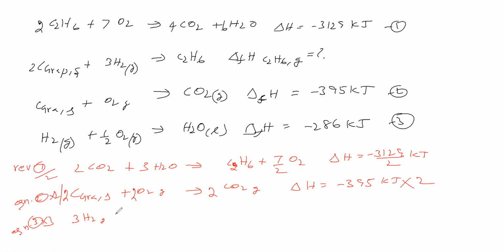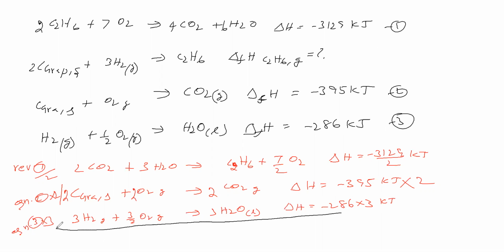So 3H2 gas plus 3/2 O2 gas gives 3H2O liquid, delta H is equal to minus 286 into 3 kilojoule. Now let us add all the equations. What are the common things that cancel? Carbon dioxide gas cancels, water liquid cancels, and the 3.5 O2 on each side cancels.